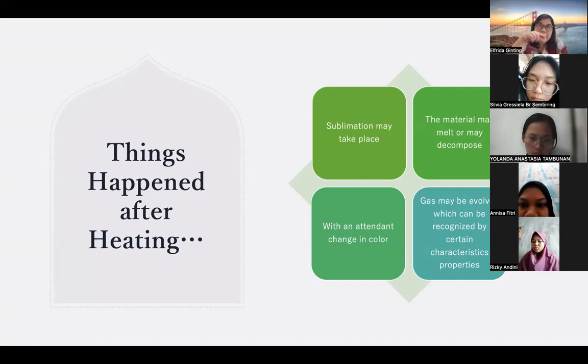So that's why during the dry reaction, you need to pay attention to whether your flame will be changing or not. Now, the next one, like I said, gas may be evolved. When gas evolves, there will be a different odor. You can smell it, but not close to the flame, because the gas may not be good for your health. You can smell it like this, so the gas comes toward your nose, but not directly.